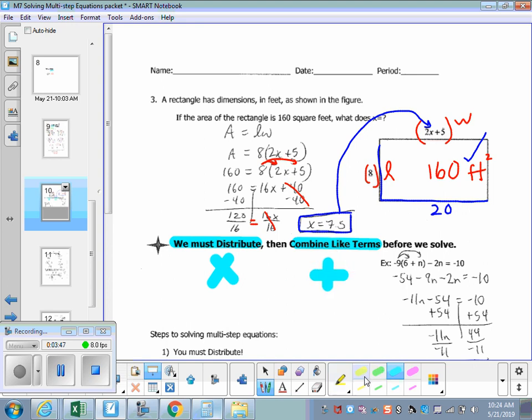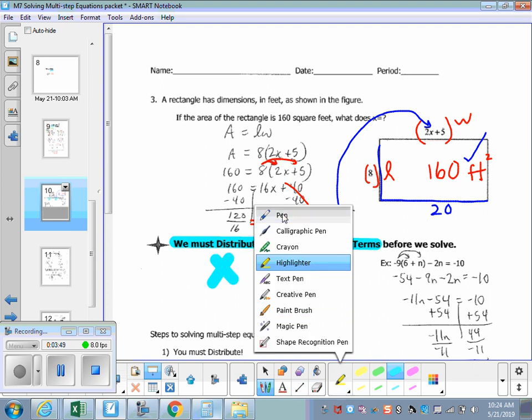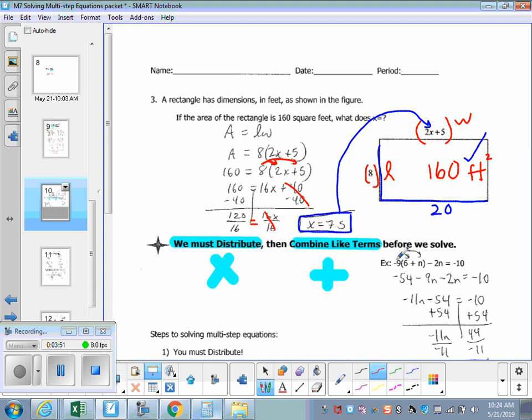All right. So let me walk you guys through this first example. We have negative 9 times the quantity 6 plus n, now subtract 2n would equal negative 10. So on this side over here, our goal is to get this down to 2 terms, okay? And first we're going to distribute and then we're going to combine like terms. So first I've got the negative 9 times this 6 right here. That's how I got my negative 54. And now I've got negative 9 times n, so I've got a negative 9n.